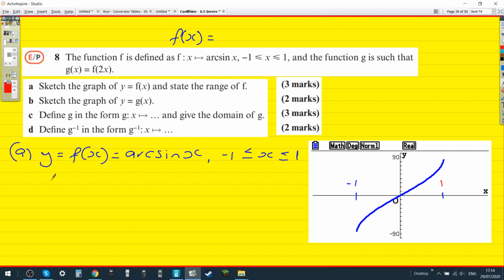Two ways we can say this. We can say y is between minus 90 and 90, but just for the sake of clarity, y equals the f of x, so I'm going to say the f of x is between minus 90 and 90. That's because maybe the g of x is something different, in case there are lots of y's going on. Okay, how about b?